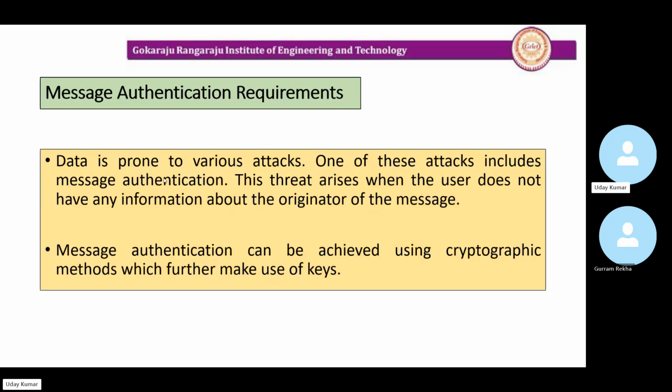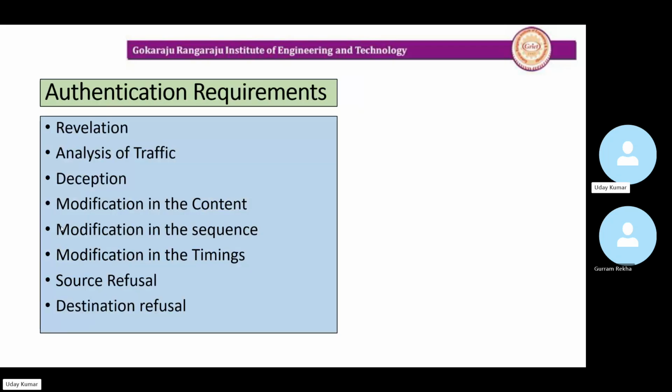This threat arises when the user does not have any information about the originator of the message. Message authentication can be achieved through cryptographic methods, which further make use of keys. So, as part of authentication requirements, you have revelation, analysis of traffic, deception, modification of content, modification of sequence, modification in the timings, source refusal, destination refusal.